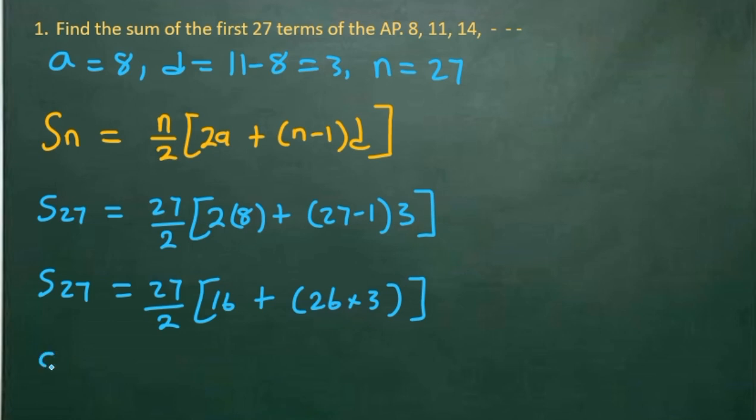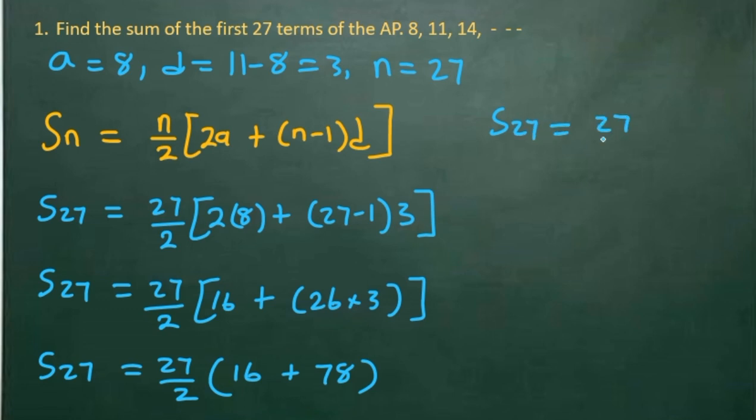Now, breaking this down, we are going to have 27 divided by 2, open bracket, this will be 16, plus 26 times 3 will give us 78. If you do that in your calculator, it gives us 78, and we know that this will be the sum of the first 27, which is 27 divided by 2, in the bracket. Now we have 16 plus 78, that will give us 94, right?